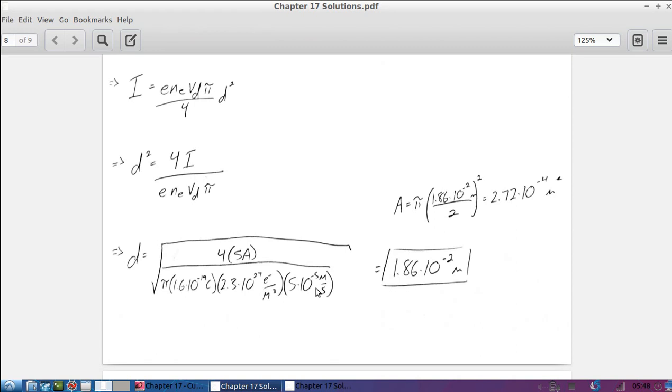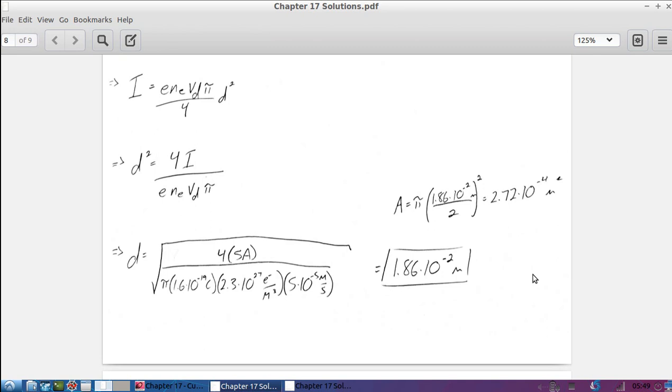I plug them in. 5 amps, e, my charge density, and my drift speed. So once I calculate that, I get a very small diameter, right? 1.86 times 10 to the negative 2 meters. Again, makes sense. Most wires that we're talking about are fairly small in this case.